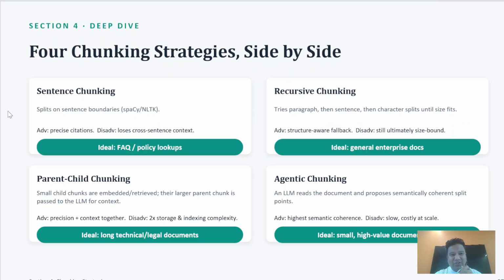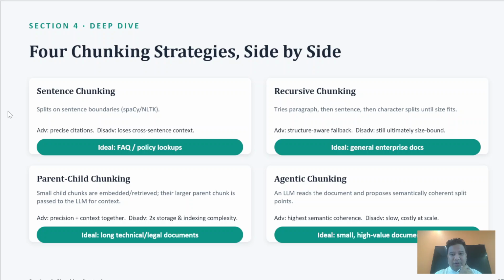One is sentence chunking, which basically splits on sentence boundaries, using tools like spaCy or NLTK. Those are probably the things that you are looking at in terms of sentence chunking. The advantage is that it has precise citation. The disadvantage is that it loses cross-sentence context. The ideal scenario for this type of chunking strategy is an FAQ or policy lookups.